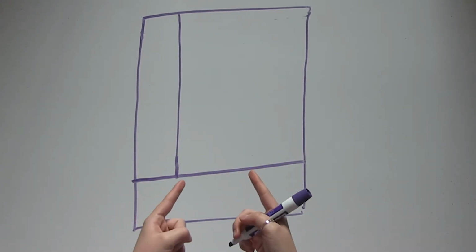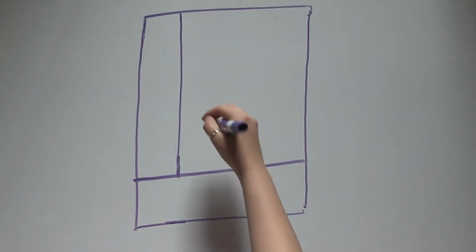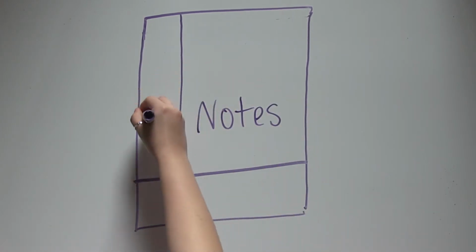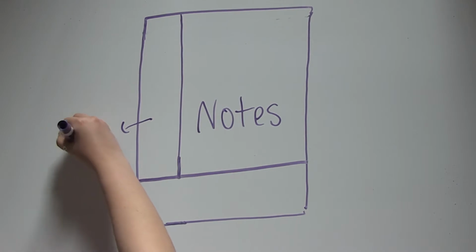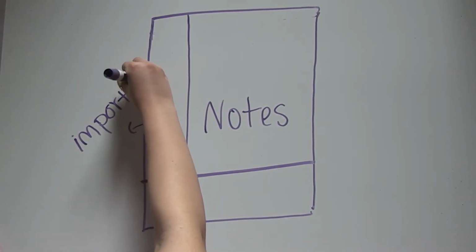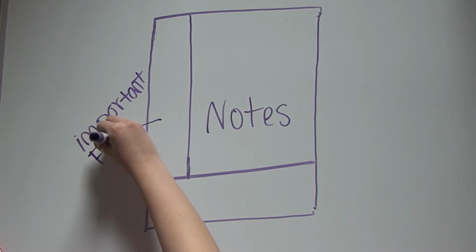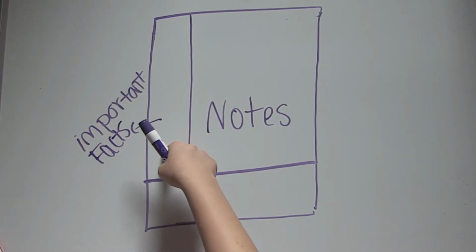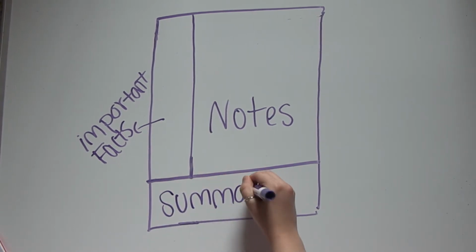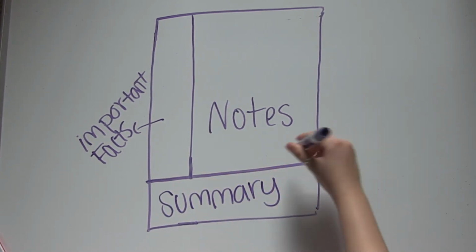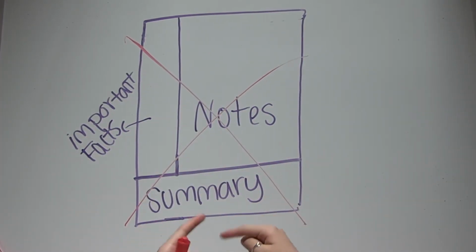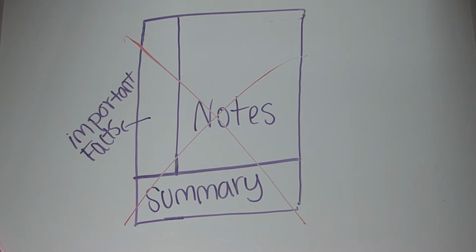This is the old version of the Cornell notes, where you write your notes here. You write your important facts here, and at home you do your summary. But no, this method did not help me at all, and I'm going to be showing you my method.